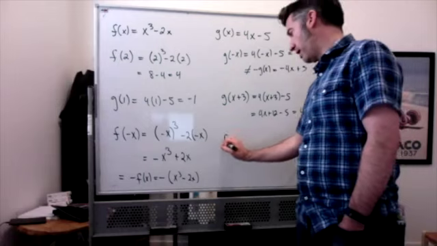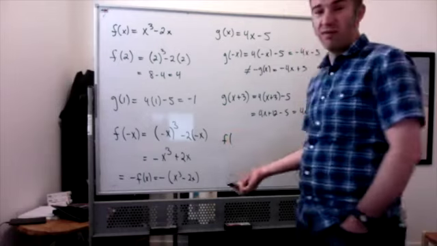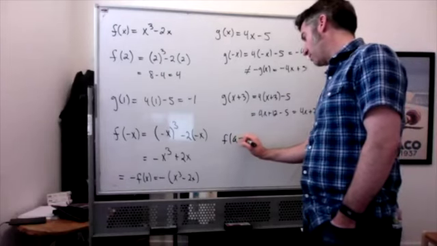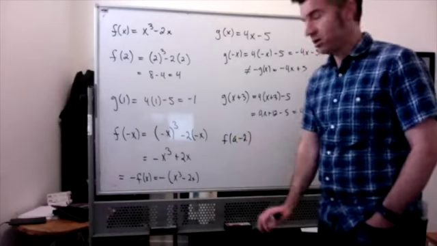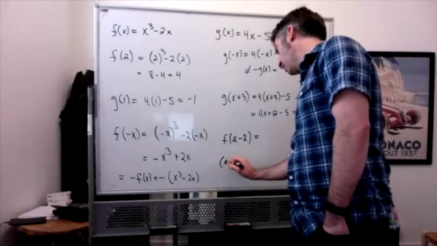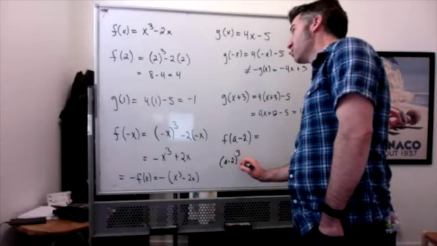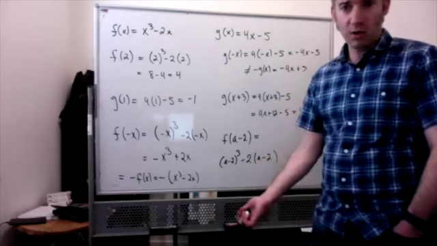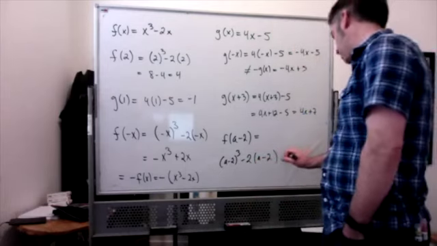Or we could look at f of, we can even use different letters, right? It doesn't have to be x. I could do f of a minus 2 and plug that in and get a minus 2 cubed minus 2 times a minus 2. And you could multiply it out. I don't really think we need to, but I will.